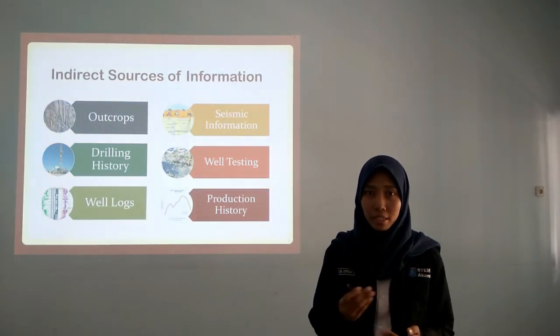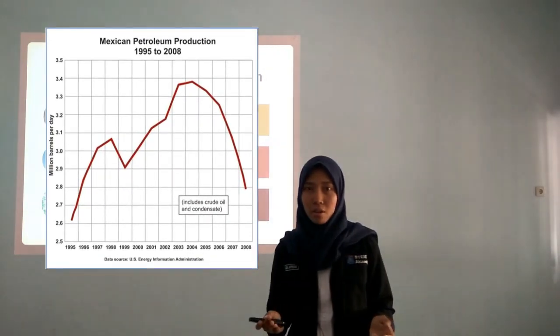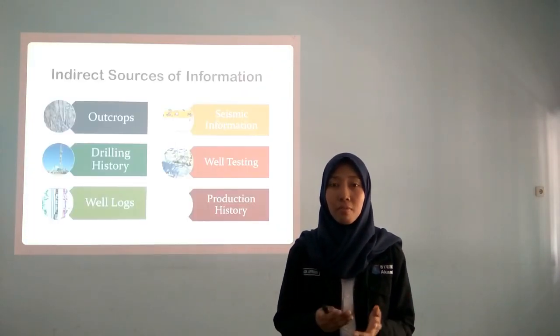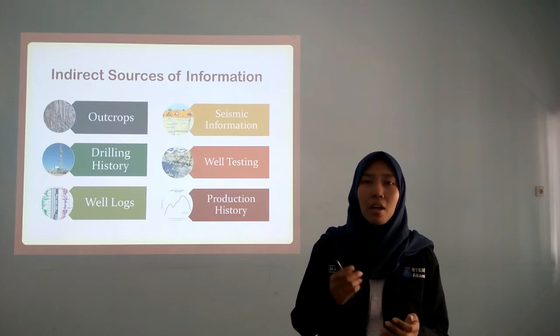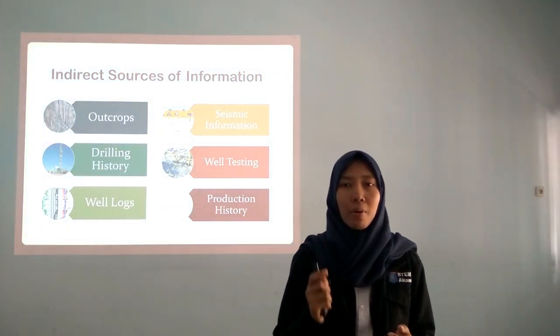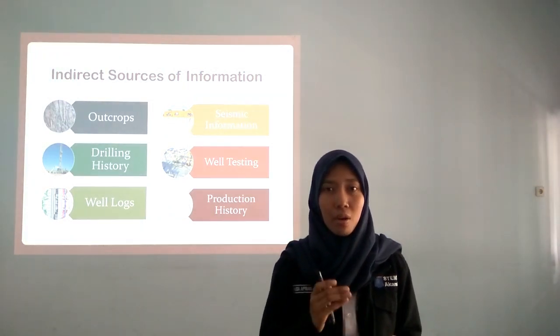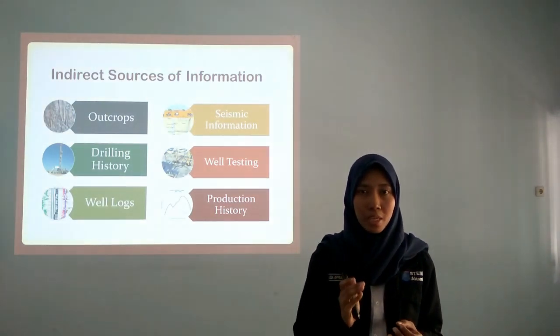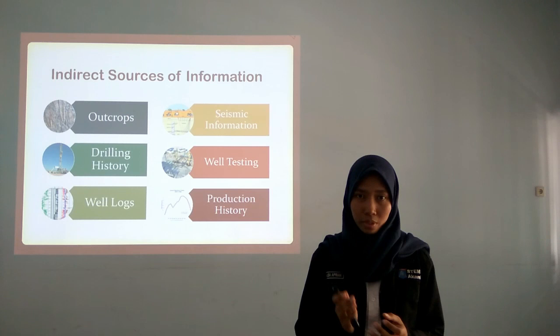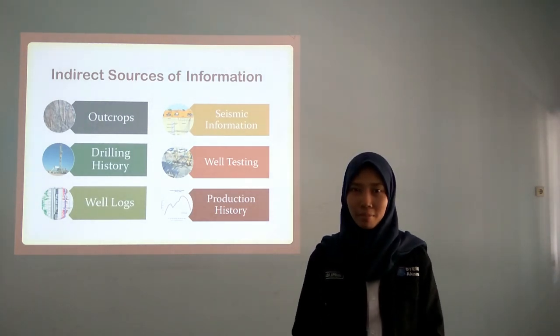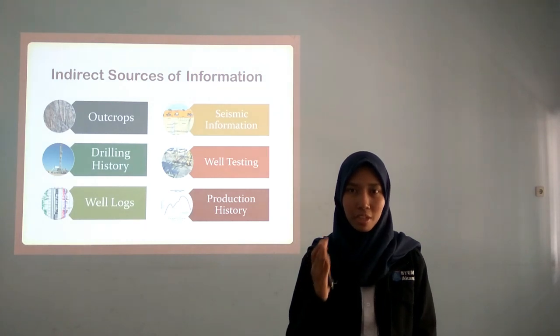And the last is production history. If, of course, the permeability of the formation is 0.1 md and the well produces 100 BOPD, it can be inferred that the rate is the result of some type of secondary porosity, including fractures.